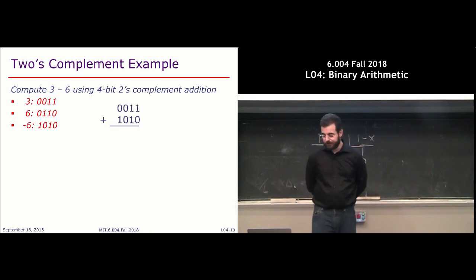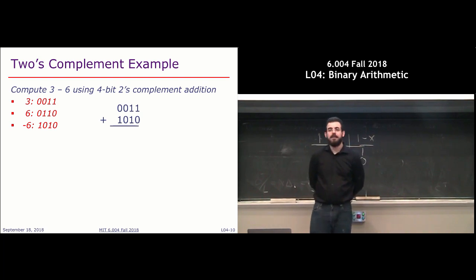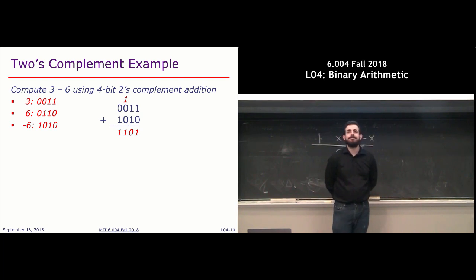OK, so let's do this. 0, 0, 1, 1 plus 1, 0, 1, 0. 1 plus 0? 1. 1 plus 1? 0, and we carry 1. 1 plus 0 plus 0, 1. 0 plus 1, 1. What is this number?